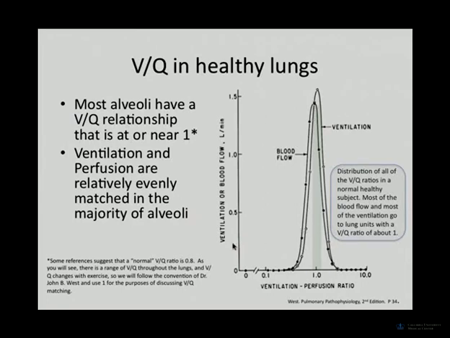Now, in the little fine print down here, I'll say, if you read in some of the physiology textbooks, some people talk about the normal VQ relationship being closer to 0.8. Forget about that. Just think about it as 1. It's a nice even number. Good, even matching of ventilation and perfusion in the healthy, normal lung.